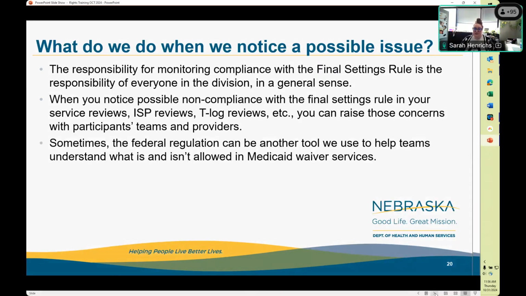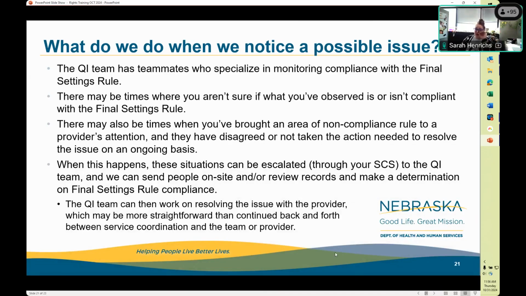So what do we do when we notice an issue? We have folks on our QI team who specialize in monitoring for compliance with the final settings rule. There might be times that you aren't sure if what you've observed is non-compliant with the final settings rule. And there may also be times where you've brought an area of non-compliance to a provider's attention, and they've disagreed or agreed to disagree, or not taken the action needed to resolve the issue on an ongoing basis.